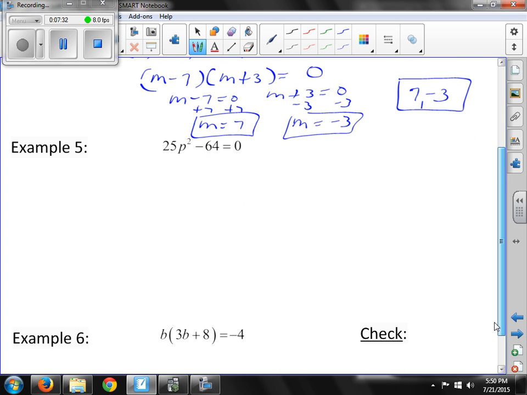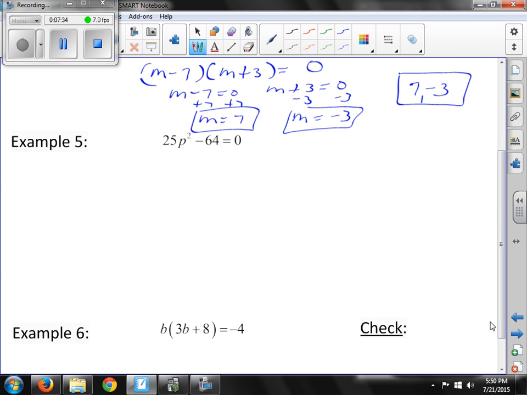Example 5. This one looks like a difference of two squares when we factor it. Let's see, 25 is 5p squared. 5p times 5p makes 25p squared. And 64 is 8 squared. So I have 5p squared minus 8 squared equal to 0. So when we factor it, we write the first plus the last and the first minus the last. This being the first, this being the last. It's going to be the first plus the last and the first minus the last.